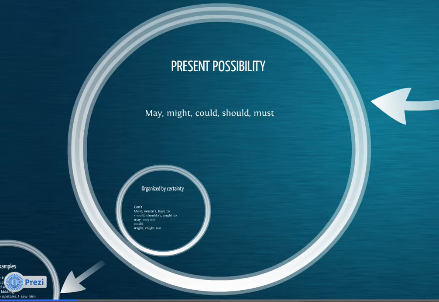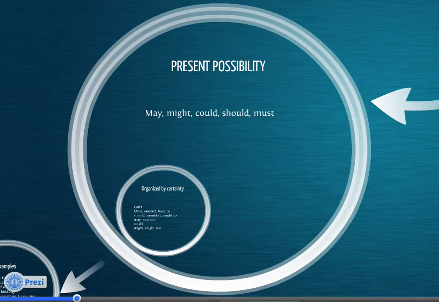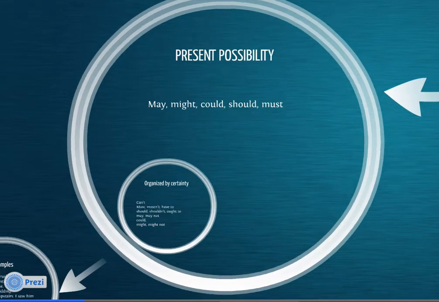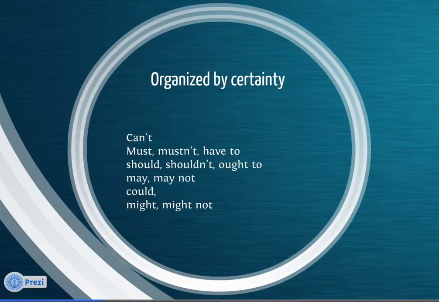The ones that we're going to use are may, might, could, should, and must. They are the ones that express present possibility. And it is as simple as organizing it by certainty: how certain you are about that possibility, if this is very possible or not so possible. They are now organized here.